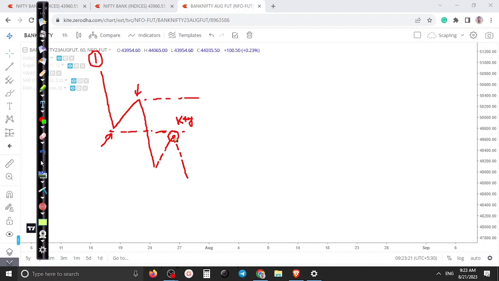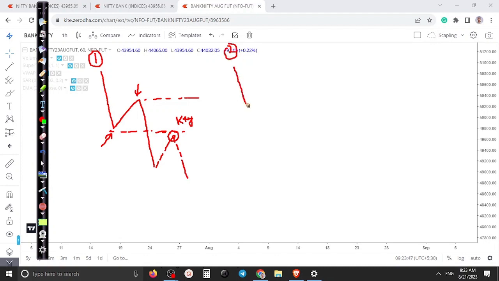Okay, so this strategy is called breakout of structure. Remember that one. Breakout of structure, number 1 strategy. So that strategy we are going to apply in this area. Okay. Second strategy, number 2.